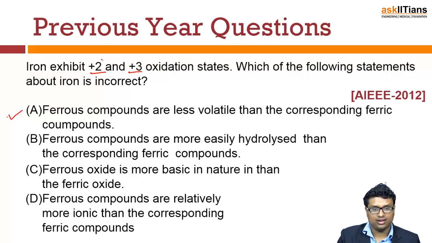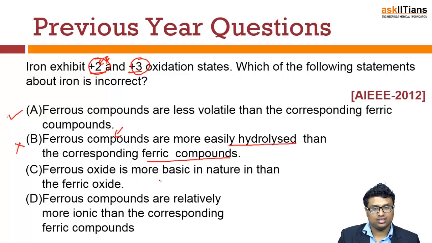So if we have ferrous and ferric, the +2 oxidation state and +3 oxidation state actually refer to which is ferrous and which is ferric, right? But a very important thing which you have to understand is that ferric compounds are more easily hydrolyzed than corresponding ferrous compounds. So obviously 2 will be the wrong answer.